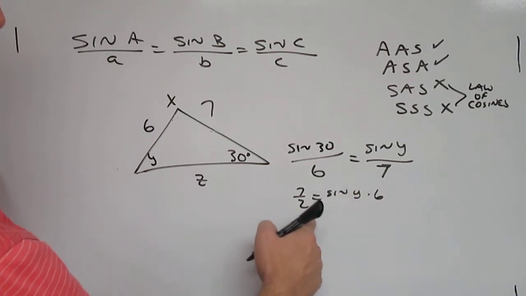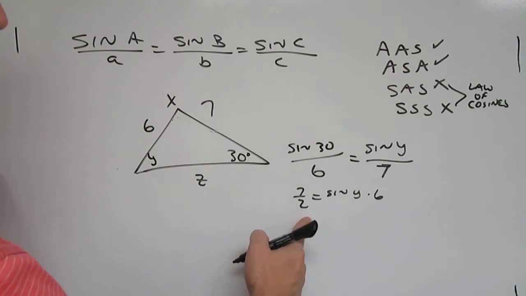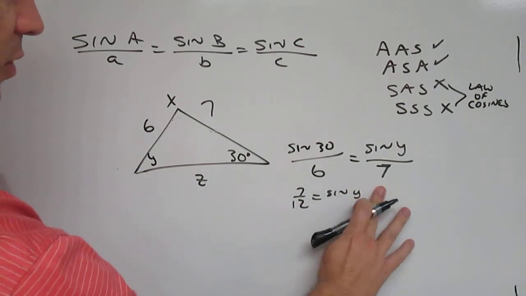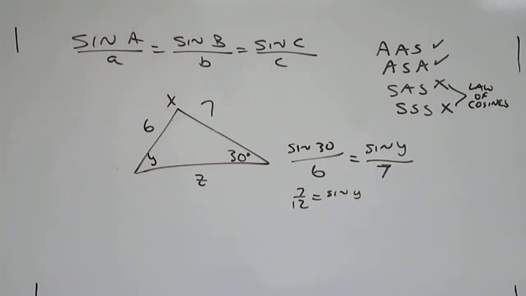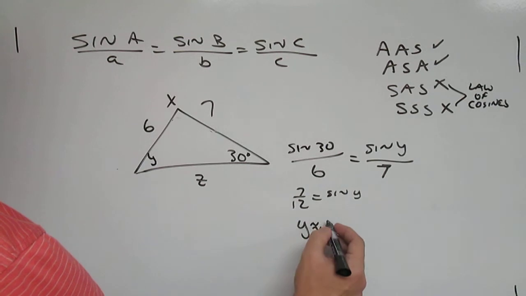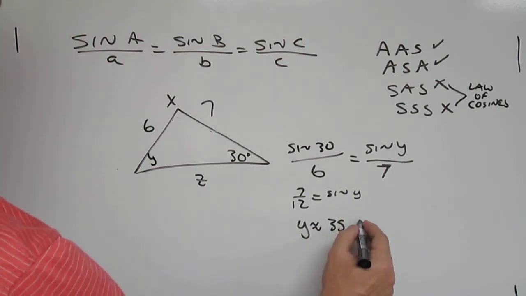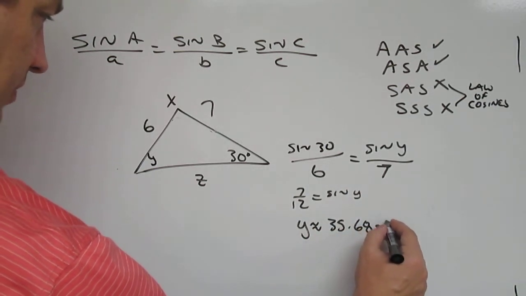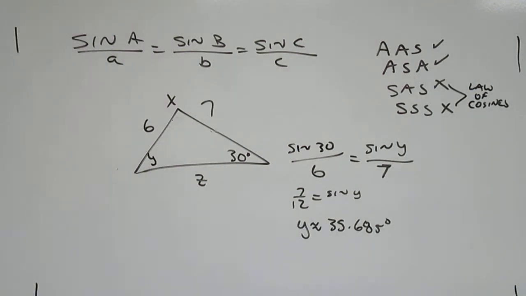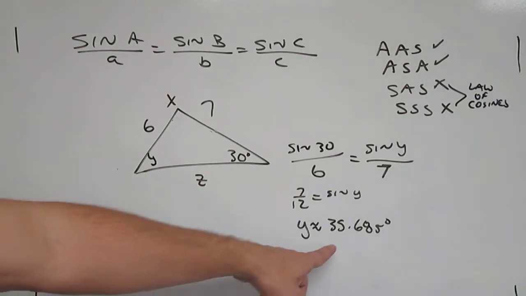Then when I divide both sides by 6, this would end up giving me the sine of y is equal to 12. So after doing cross multiply and divide, you should get that. Now, the issue comes in here. If I do 7 divided by 12 and take the inverse sine, I get y is approximately equal to 35.685 degrees.